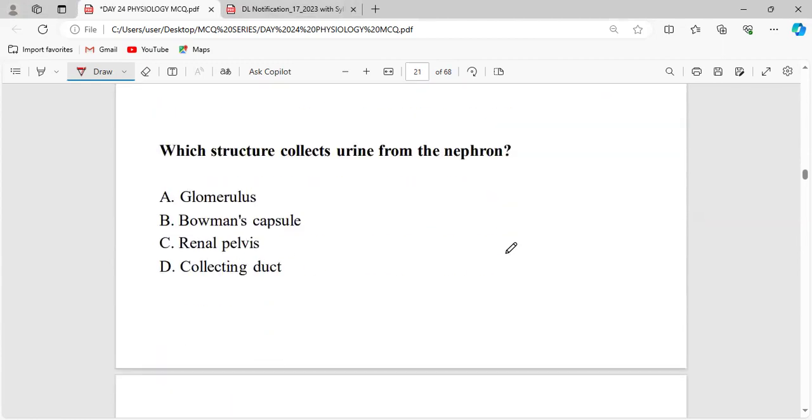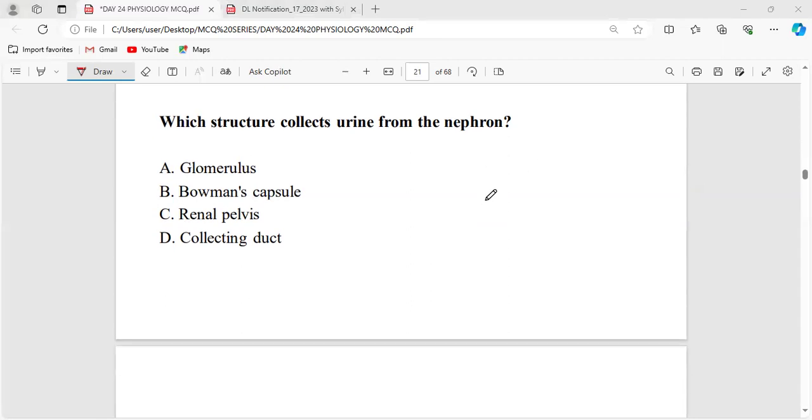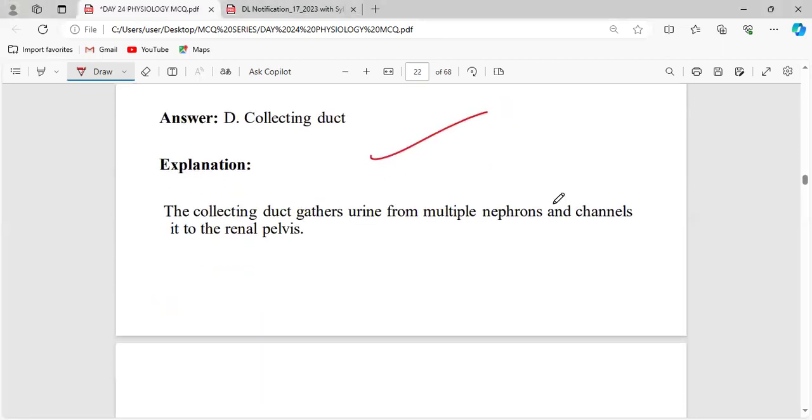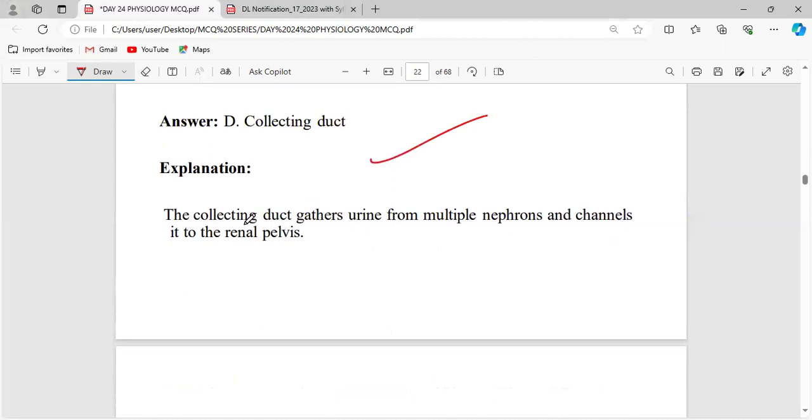Which structure collects urine from the nephron? Don't confuse this with renal pelvis and collecting duct. That will be the collecting duct, okay? The collecting duct gathers urine from multiple nephrons, and this is the one that channels it to the renal pelvis. This is the difference between the renal pelvis and collecting duct.